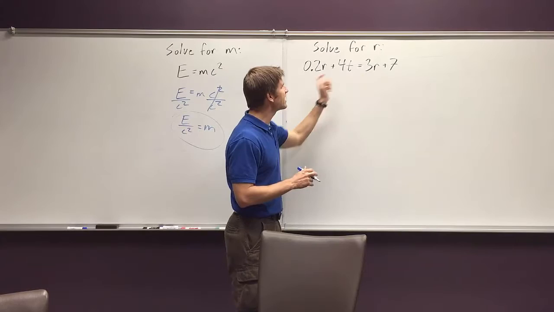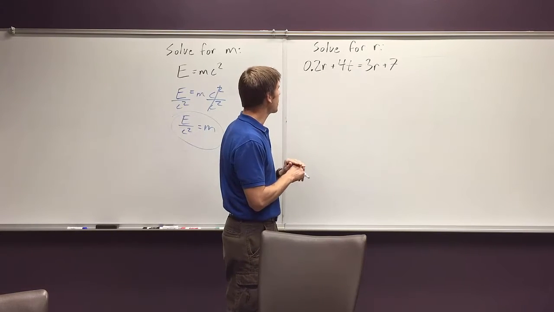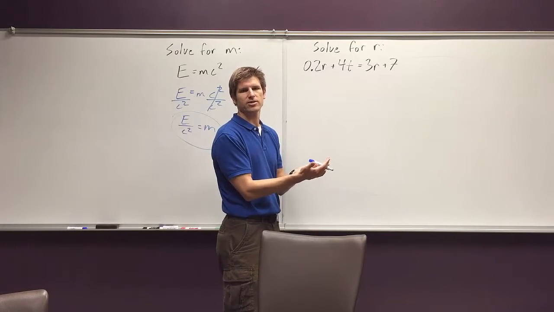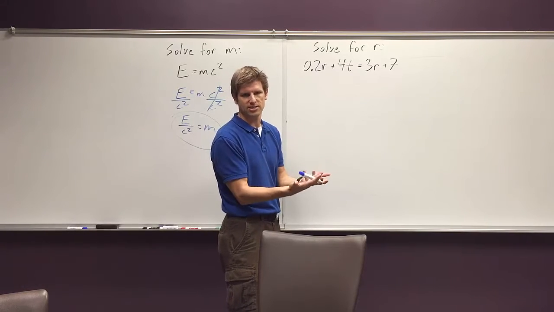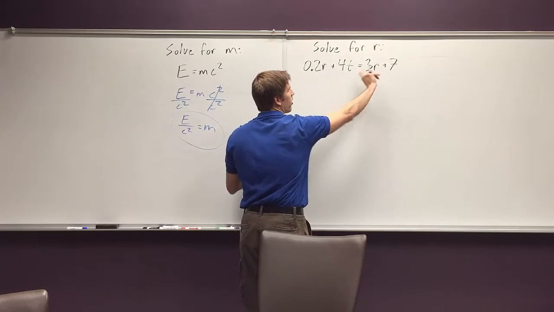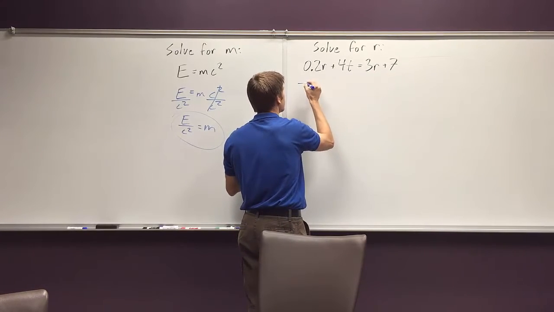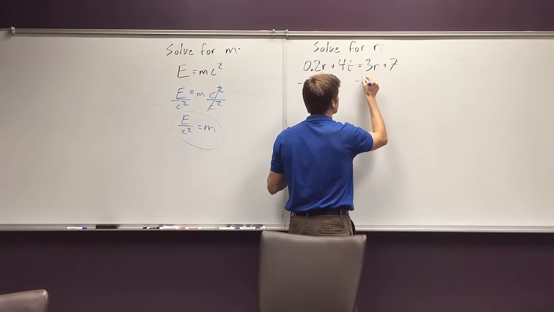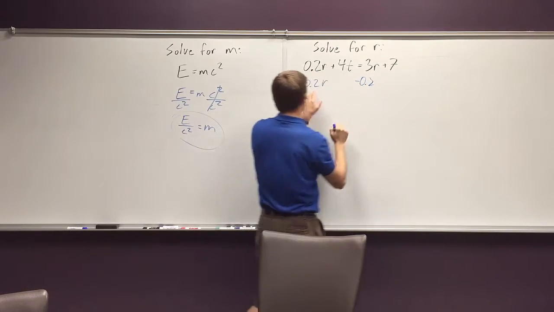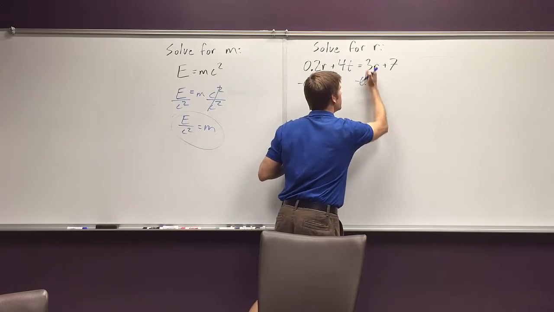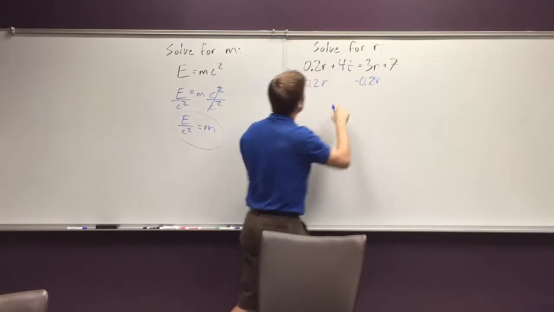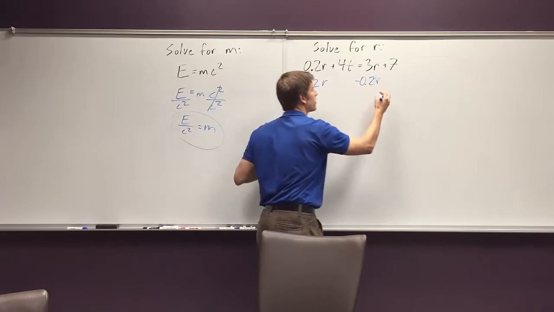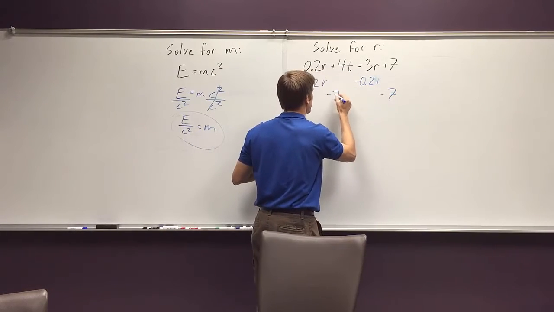So I'm going to gather the r's on one side. Now, you can gather them on either side. I typically gather them on the side so that you've got a positive number of r's. So I'm going to gather my r's on the right side. So negative 0.2r, negative 0.2r. I'm going to gather everything else on the other side. So I'm going to subtract 7, I'm going to subtract 7.